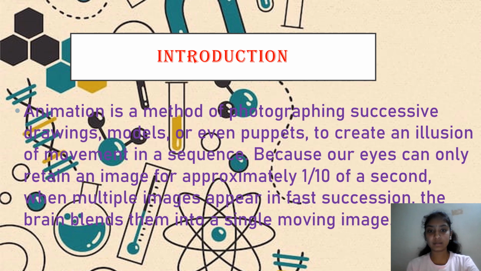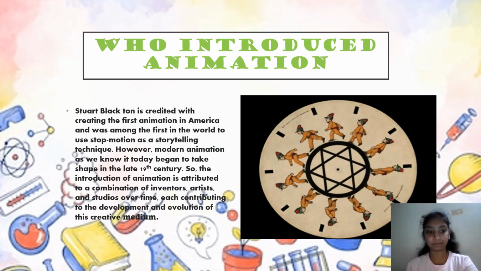Introduction. Animation is a method of photographing successive drawings, models, or even puppets to create an illusion of movement in a sequence, because your eyes can only retain an image for approximately 1/10th of a second. When multiple images appear in fast succession, the brain blends them into a single moving image.